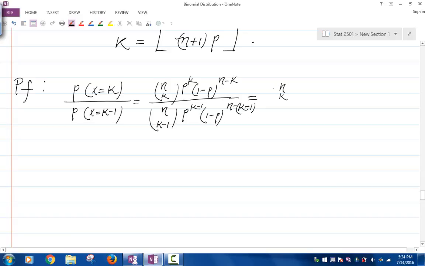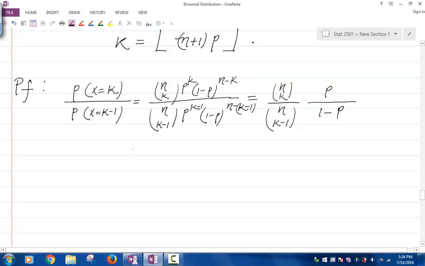So this would be equal to n choose k divided by n choose k minus 1. The p to the k and p to the k minus 1 reduces to just a p in the numerator. 1 minus p to the n minus k over 1 minus p to the n minus k plus 1 is going to reduce to 1 minus p in the denominator.